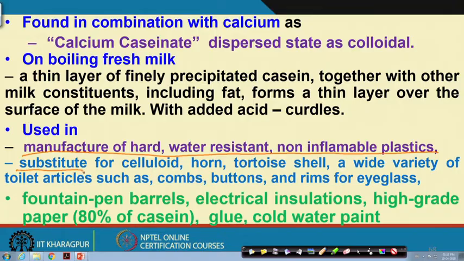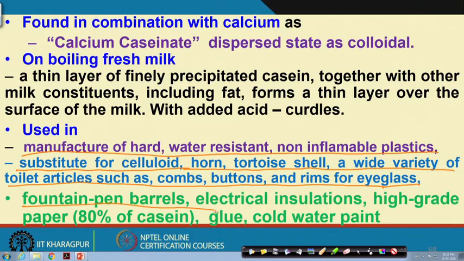High quality of comb, there also casein is used. High quality of glass frames, there casein is used, right. So, casein really has very wide utilization or usability, right. This is a substitute for celluloid, horn, tortoise shell, a wide variety of toilet articles such as comb, button or rims for eyeglasses.